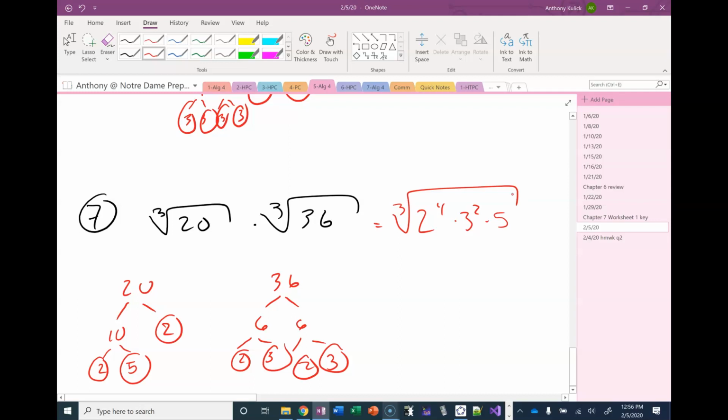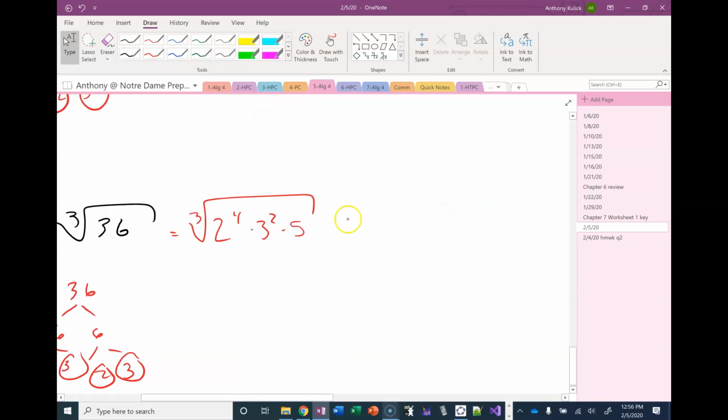So notice here with the multiplication problem, I can just take it all and stick it under the same radical. So are there any exchanges I can do? Yes, because the exponent on the 2 is bigger than the index. How many times can I do that subtraction? 1 time. 4 minus 3. I get a positive number if I subtract it 1 time. And then how many 2's are left after I do that subtraction? 1. Can I do anything with the 3's or the 5's? No, because their exponent is smaller than the index.